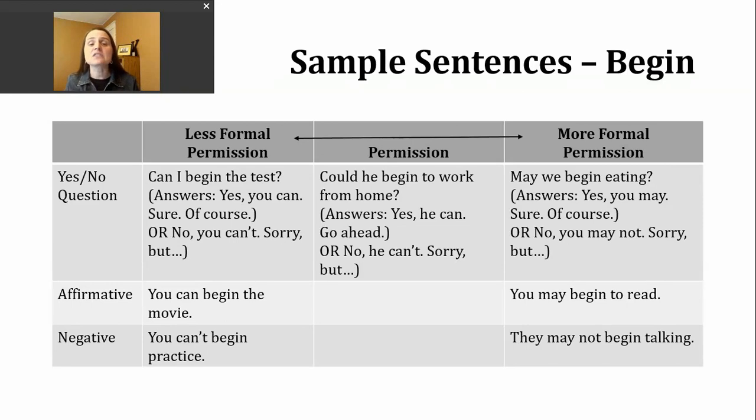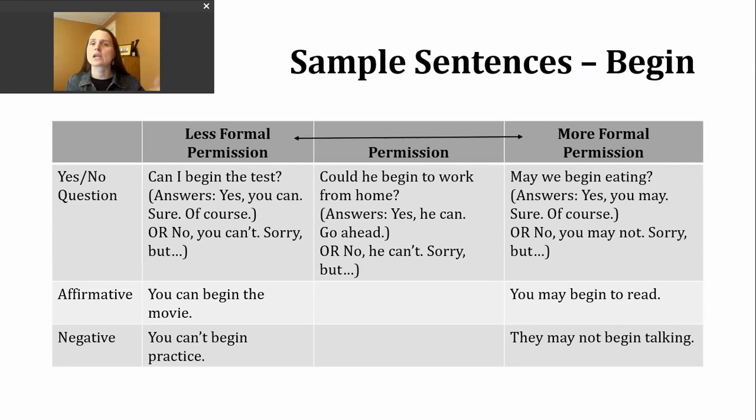So let's make things just a wee bit more formal. And we're going to switch our modal to could. Okay? But our structure is going to be the same, right? So you'll see here, someone might ask the question, could he begin to work from home?